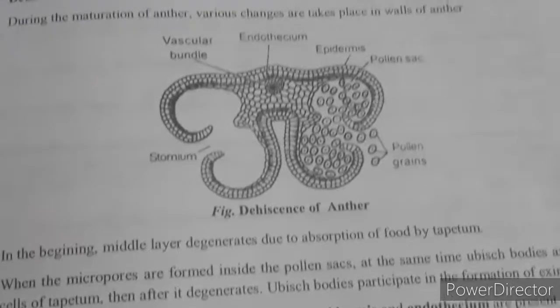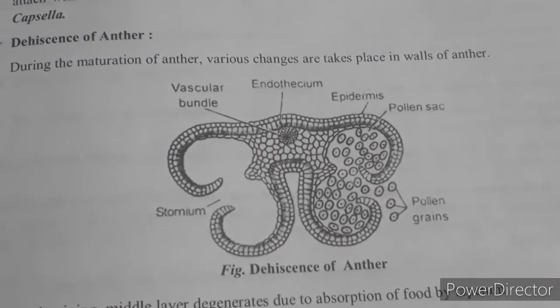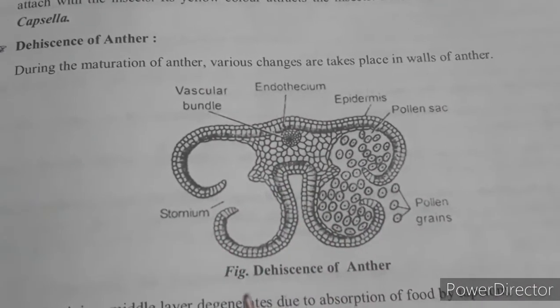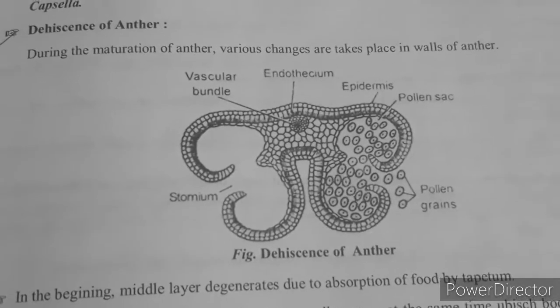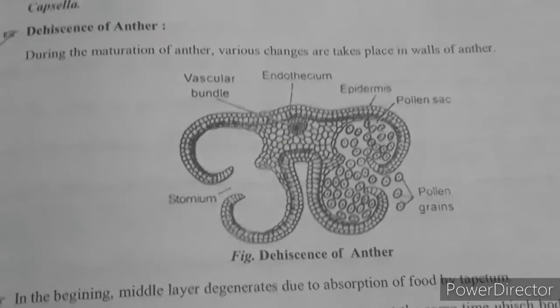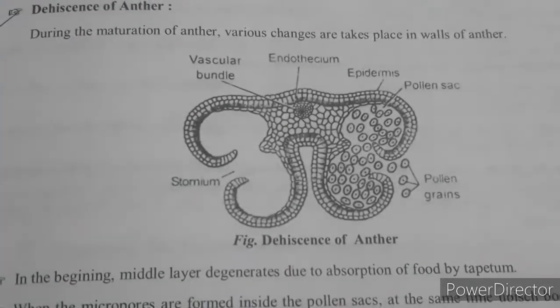And already we know that there are 4 layers on the anther wall. That is epidermis, endothecium, middle layers and tapetum. When we learnt about middle layers, we learnt that they are ephemeral in nature, which means they are short-lived and they are going to disappear when the anther matures.